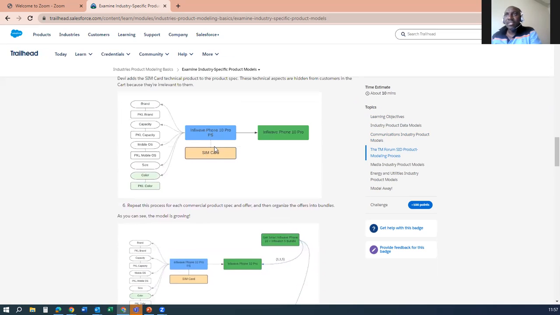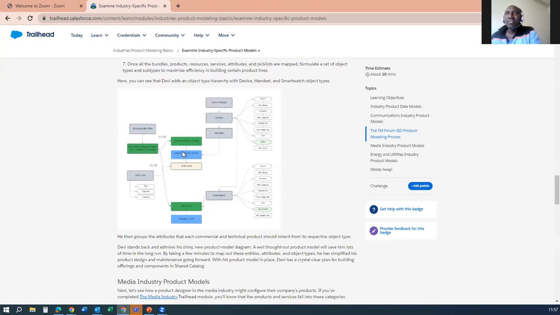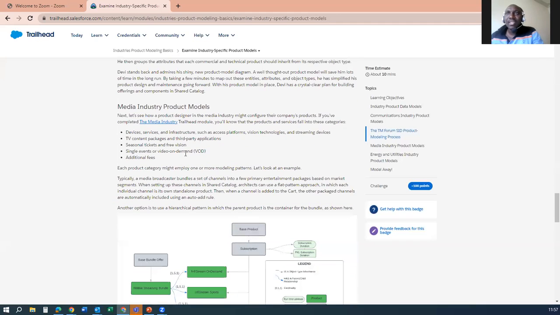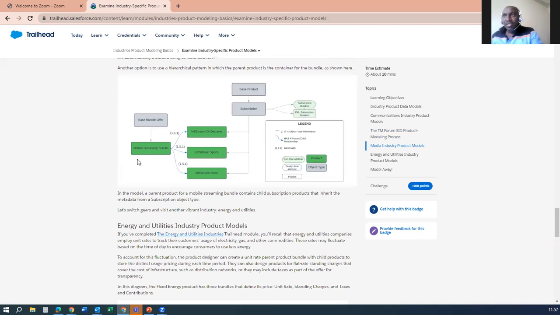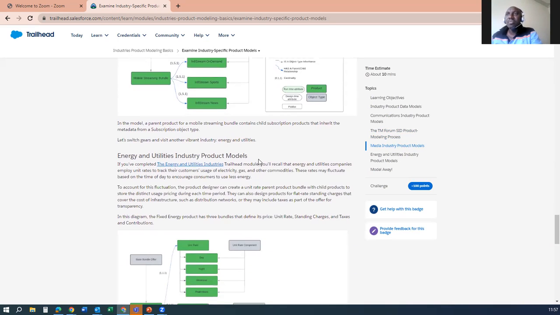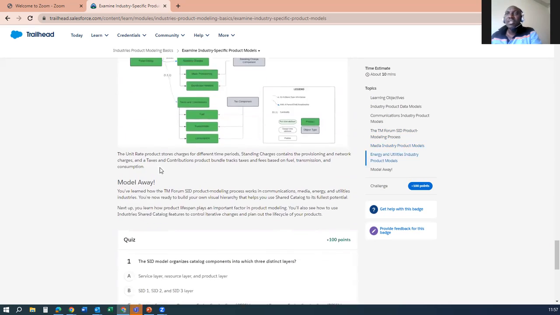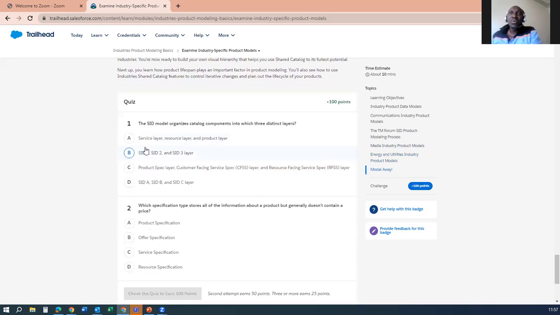We have the SIM cards, the era of phones. So this will be more important for you in this decade. So here we see media industry product models. So this is what Salesforce can help the media, that is the telephone companies. So energy and utilities industry product model. These are the models, and at the end of it, we have two questions.